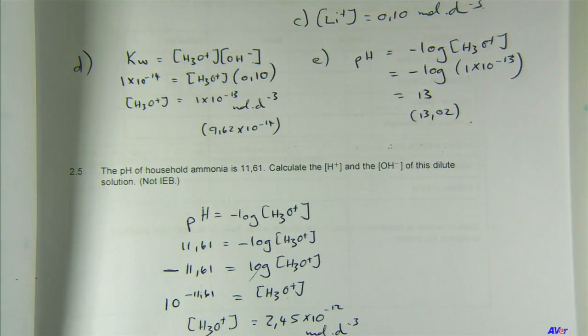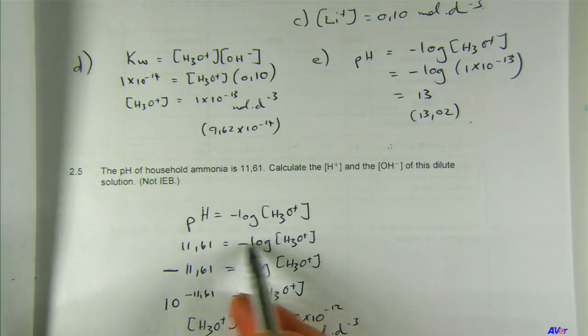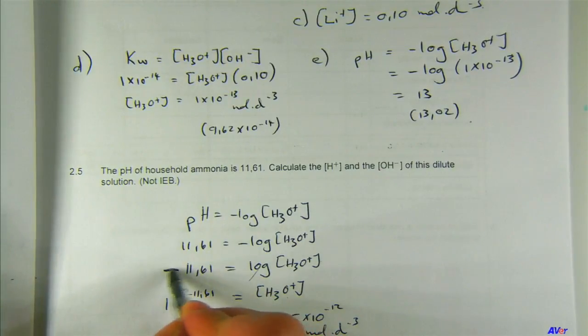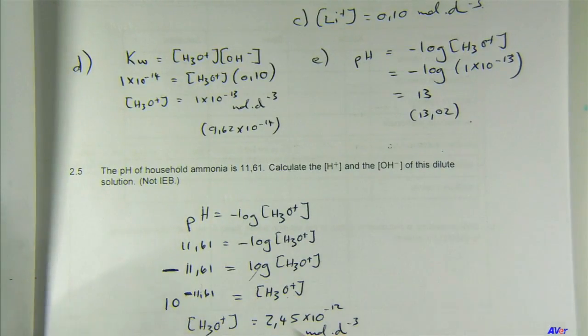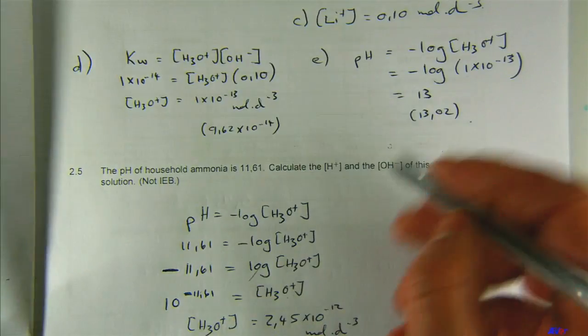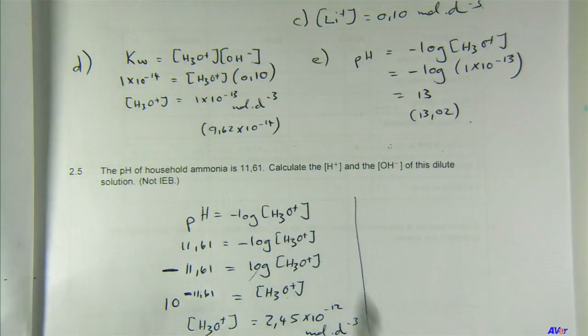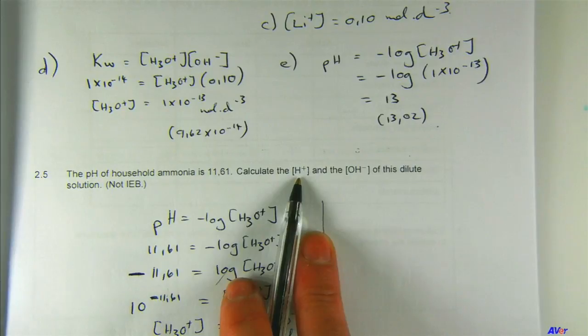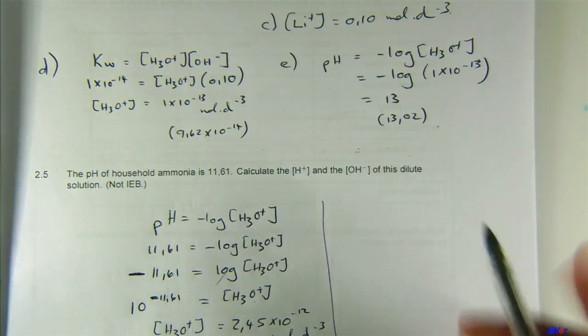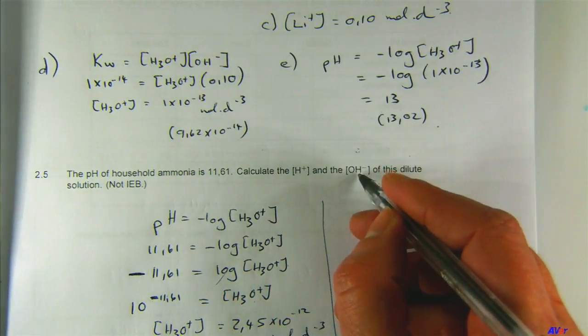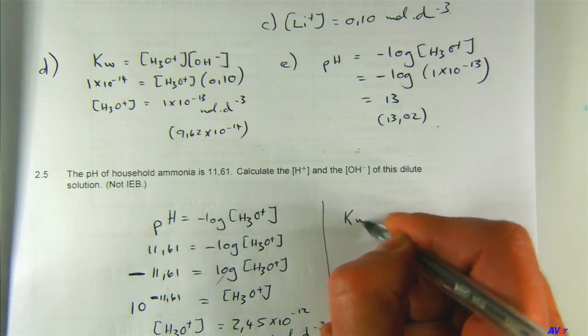Right. Are your calculators agreeing? Yes, it's not that difficult. Right. So remember, you're taking the negative over, because some people forget about the negative and then everything goes haywire. Right. So, but have we answered the question? Well, we've calculated H plus, but we haven't calculated OH minus. How do we get OH minus? Kw, nice.